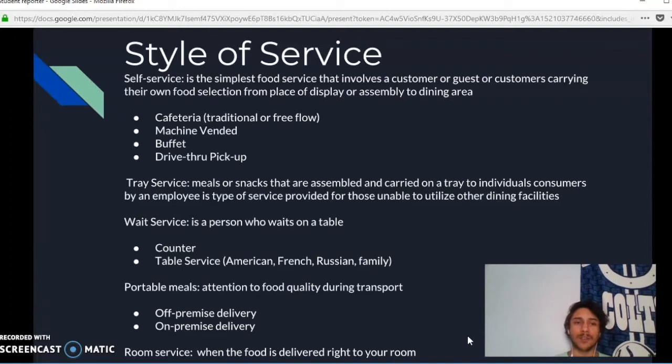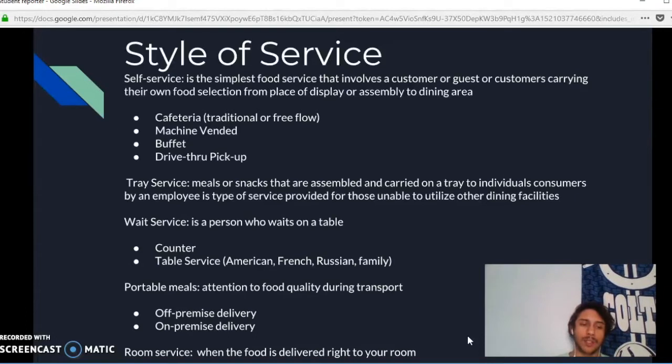There are four types of self-service: cafeteria, machine vended, buffet, and drive-through or pickup. In the cafeteria style of service, there are actually two types: traditional and free flow.